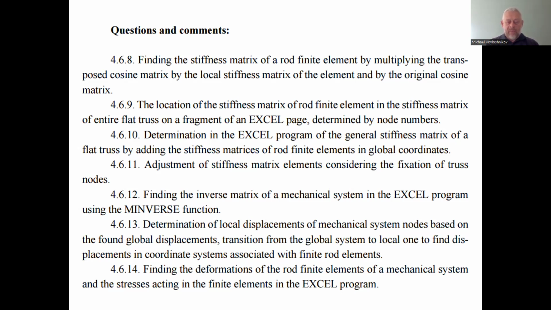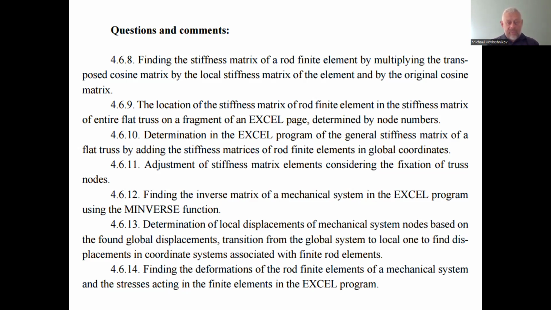This multiplication in Microsoft Excel is convenient to do consecutively. So first find the intermediate matrix, then find the product of the intermediate matrix. The intermediate matrix is the product of the first two matrices, the transposed cosine matrix and the stiffness matrix. And next, the usual cosine matrix as a second step.